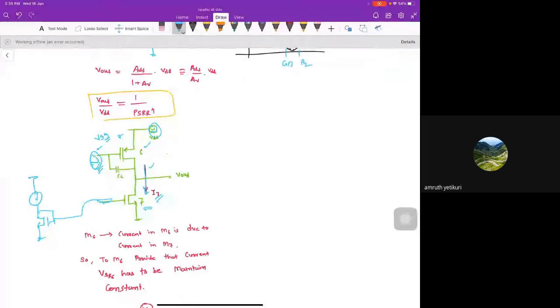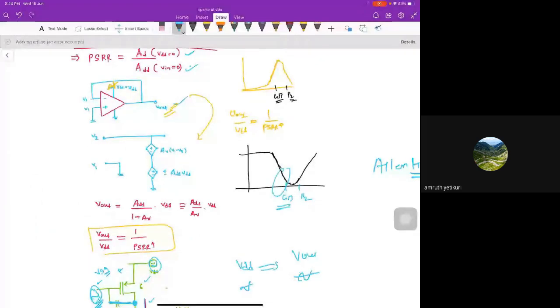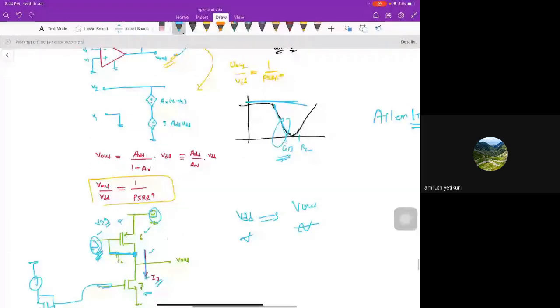At the higher frequency, this fellow is shorted. This perturbation comes directly to the output. That means at the higher frequency, my VDD perturbation goes directly to the output. That means the gain is very low, we can say approximately 1. That's why you can see it in this graph. At the higher frequency, the PSRR decreases, and that is the disadvantage or con of the two-stage op-amp. To eliminate that con, we have to go for the folded cascode op-amp. In that, you will get it for a larger range of frequency. So that is the thing, right?